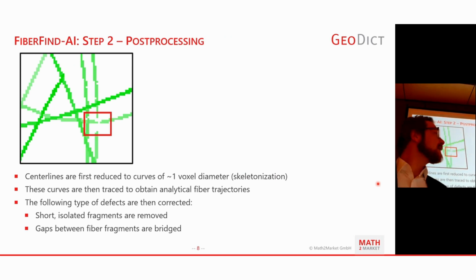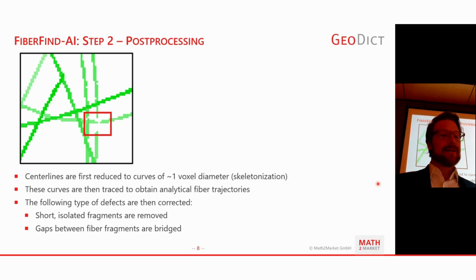In the second step, after these center lines have been extracted, there's a post-processing step. First of all, and this image does not convey that at this point, these center lines are reduced to curves of a diameter of roughly 1 voxel, which is called skeletonization, which many people know. It's an image processing algorithm. Skeletonization reduces these center lines to a diameter of about 1 voxel, and the resulting curves are then traced to obtain analytical fiber trajectories.